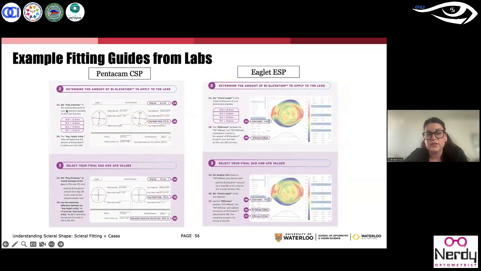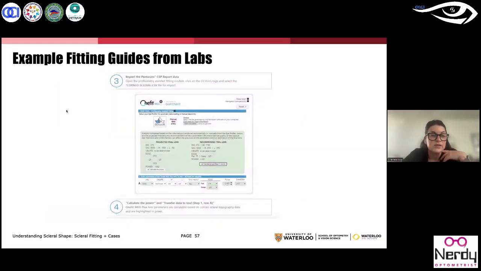And then this is an example fitting guide from the lab for the eaglet, in contrast to the Pentacam, on the right. Basically they give you an algorithm: what to set the cord lengths at, how to calculate how much sag, how much toricity. It's very stepwise and logical, which is very helpful. This is just another example for the Pentacam CSP with another lab.